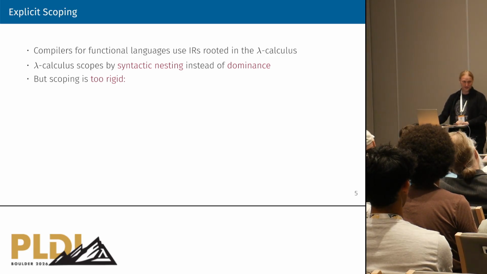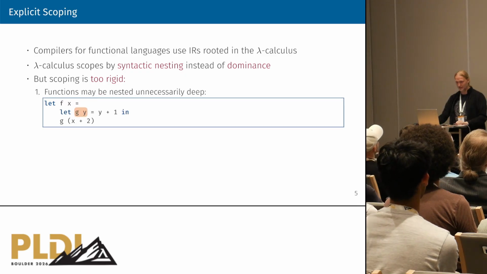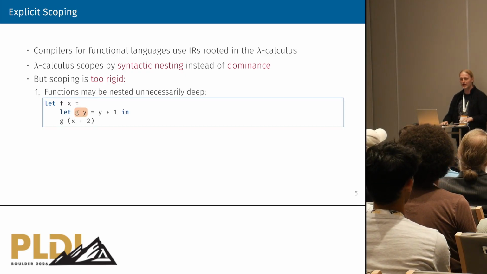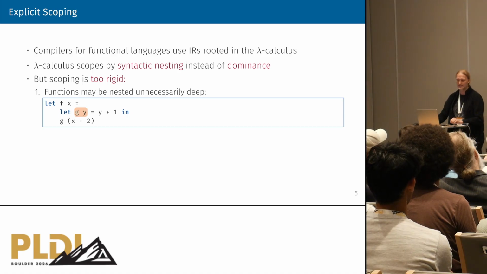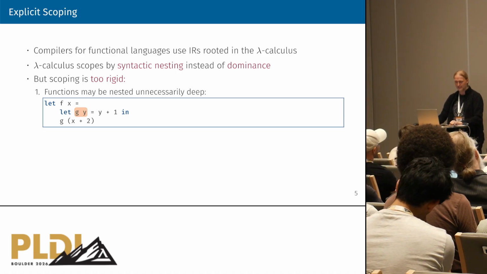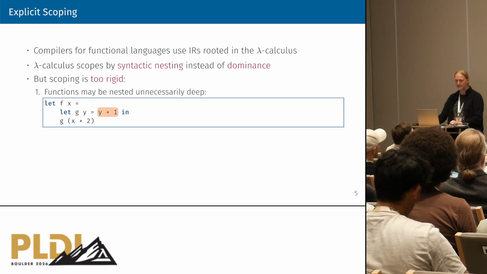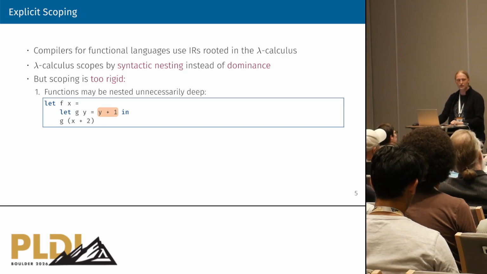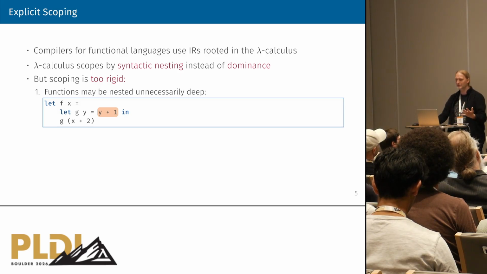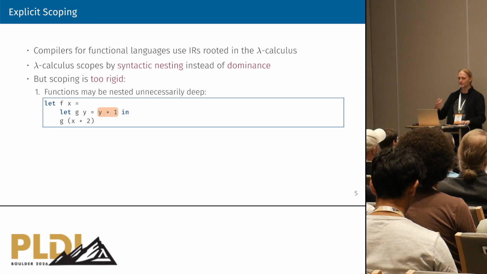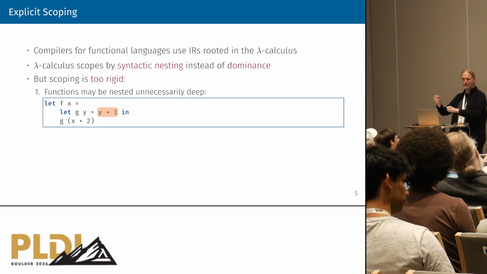However, the scoping is too rigid, right? For example, let's say we have this function g of y that is nested inside of f of x here. But we can see that there's actually no reason for this function g to be nested inside of f, right? This means if we naively beta reduce f, we would end up with a copy of g. In order to fight that, we would first need some kind of phase that hoists g out of f.